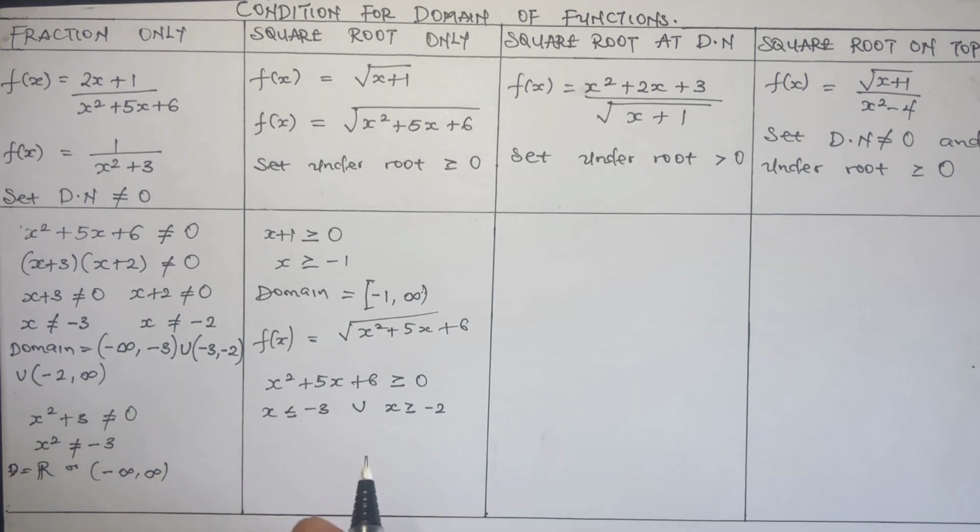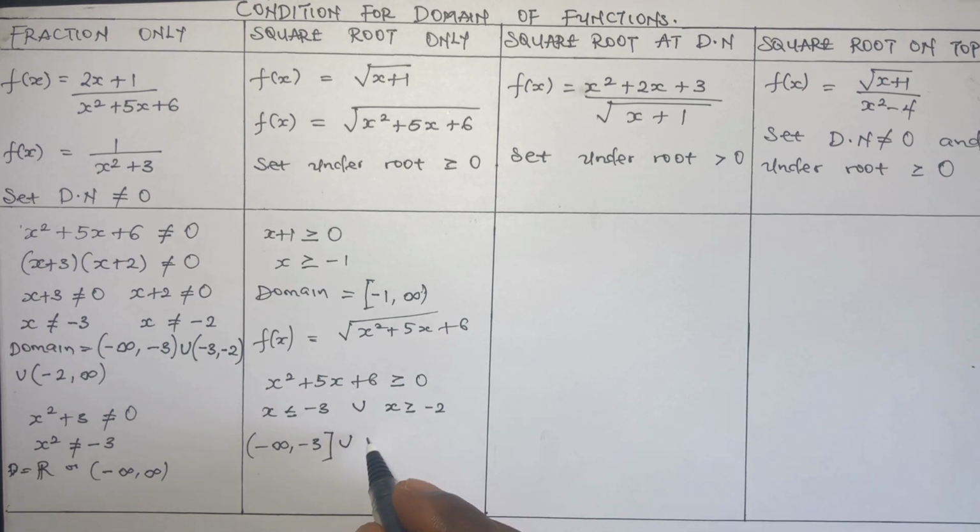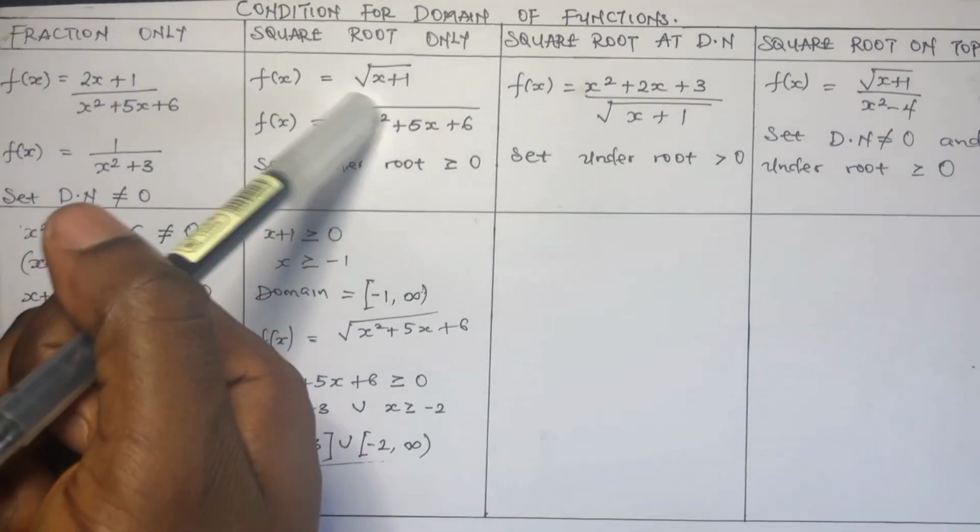What this is telling us is that x can be less than or equal to negative 3, and also x can be greater than or equal to negative 2. So we have everything from negative infinity up until negative 3, including negative 3. That's the work of this square bracket, including negative 3, union everything from negative 2, including negative 2, up until positive infinity. So this is the domain of this function, right?